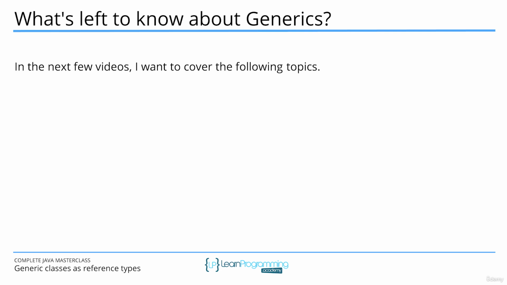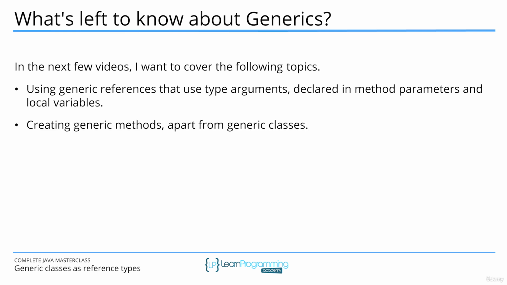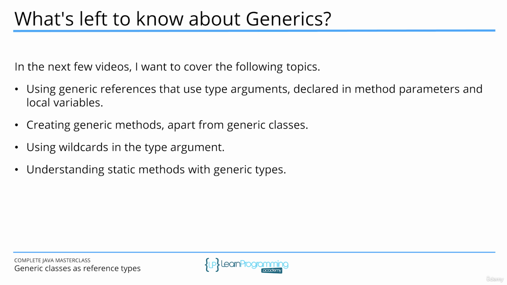In the next few videos, I want to cover the following topics: using generic references that use type arguments declared in method parameters and local variables, creating generic methods apart from generic classes, using wildcards in the type argument, understanding static methods with generic types, and using multiple upper bounds.